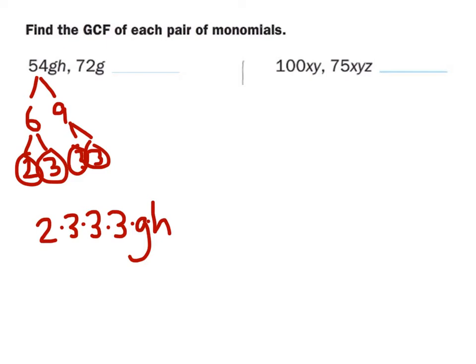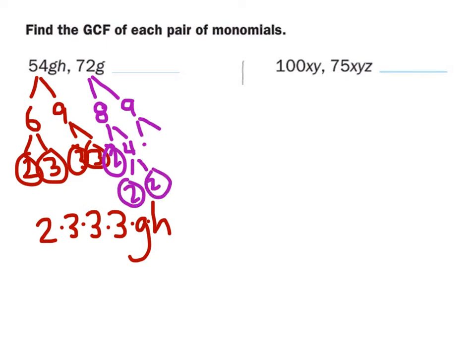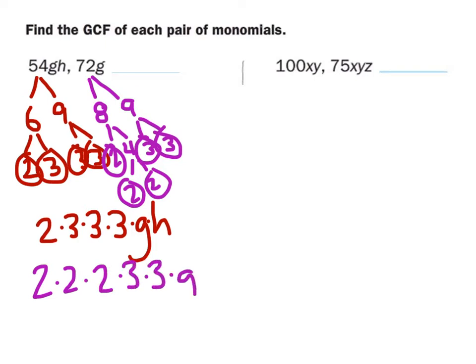All right, what about 72? 8 and 9. See, some of you would stop there, right? No. With the 8 and 9. So you'd say the 9's are common. Well, the 8 and the 6 have stuff in common as well. So 2 times 4, right? And 4 is 2 times 2. 9 is 3 times 3. Very good. So what we have is 2 times 2 times 2 times 3 times 3 times G. That was good.